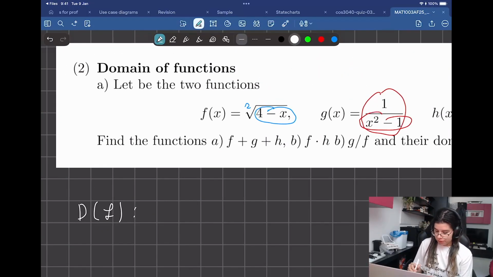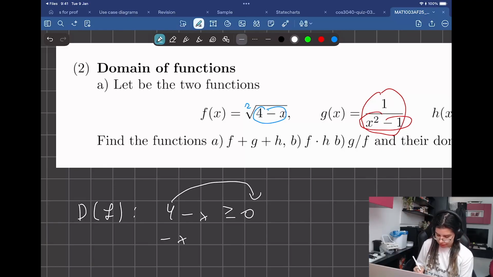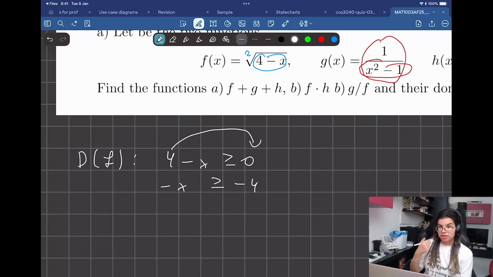Domain of f. We have an even radical, therefore we need to make sure that the expression inside of it is greater than or equal to 0, right? So 4 minus x needs to be greater than or equal to 0. I could move the 4 to the other side with the opposite sign, right? So minus x greater than or equal to minus 4. And in order for me to just get the range of x, I need to multiply both sides by minus 1, okay?